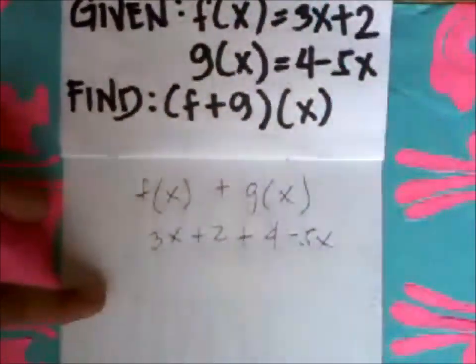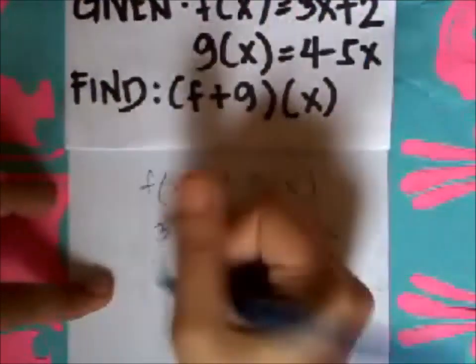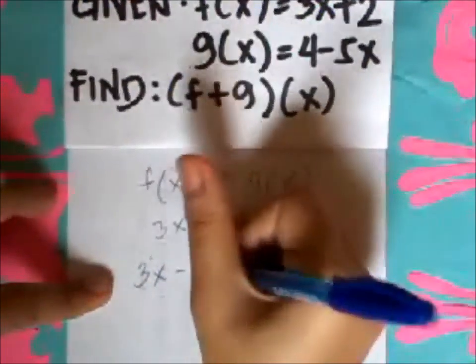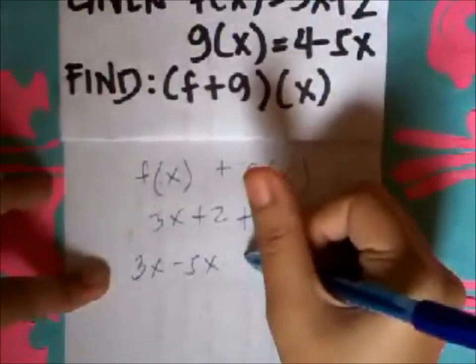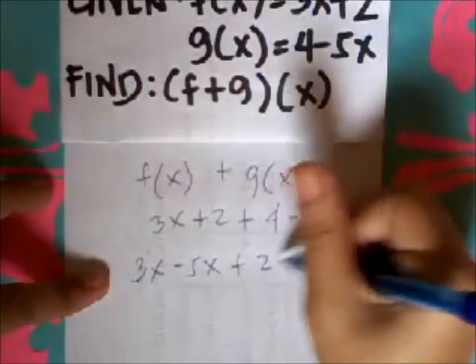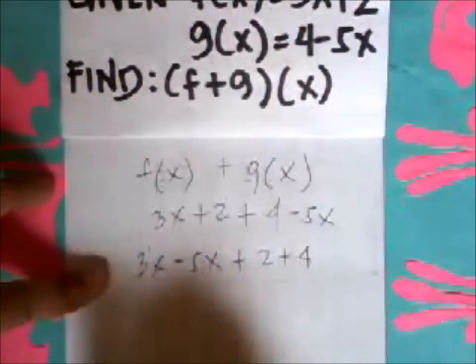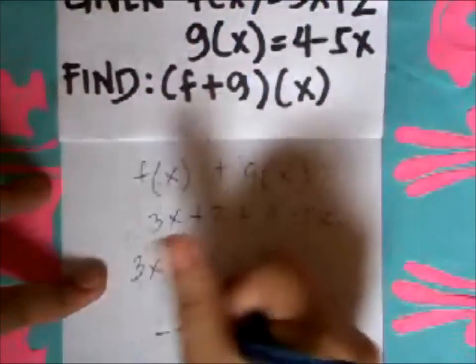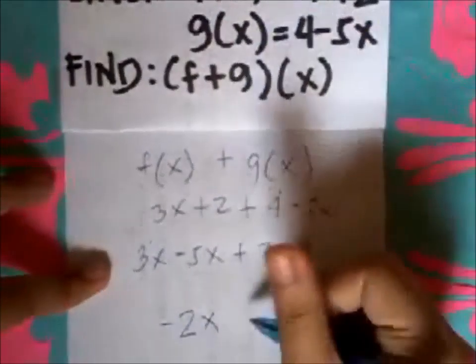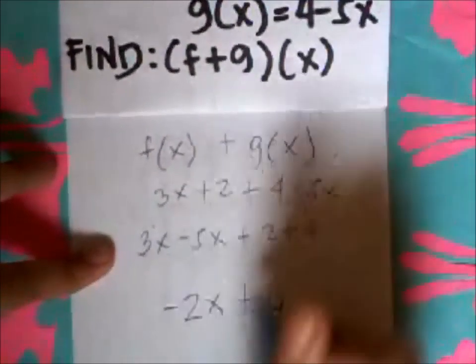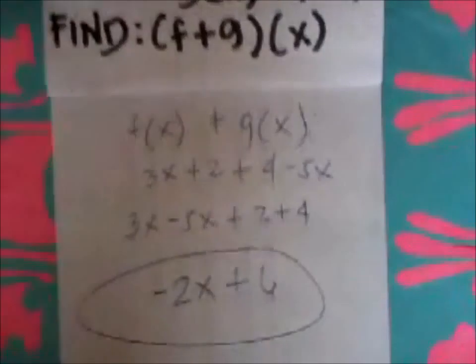We would combine the like terms, 3x and 5x, so this is 3x minus 5x, and 2 and 4, so plus 2 plus 4. 3x minus 5x is equal to negative 2x, and 2 plus 4 is equal to positive 6. So negative 2x plus 6 is our final answer.